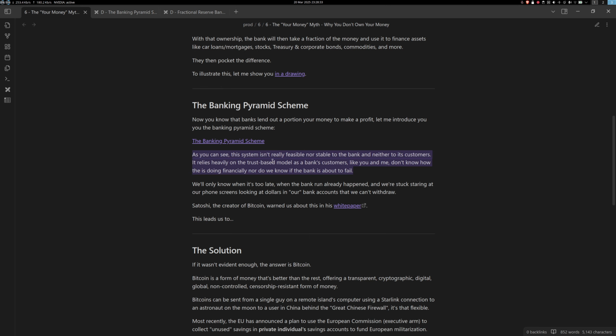It relies heavily on the trust-based model, and as banks' customers like you and me don't know how the bank is doing financially, nor do we know if the bank is about to fail. We'll only know when it's too late, when the bank run already happened, like in March 2023 when Silicon Valley Bank failed, Signature, and Silvergate. Those people were just stuck staring at their phone screens, looking at imaginary dollars in their bank account that they can't withdraw. Satoshi, the creator of Bitcoin, warned us about this in his white paper.